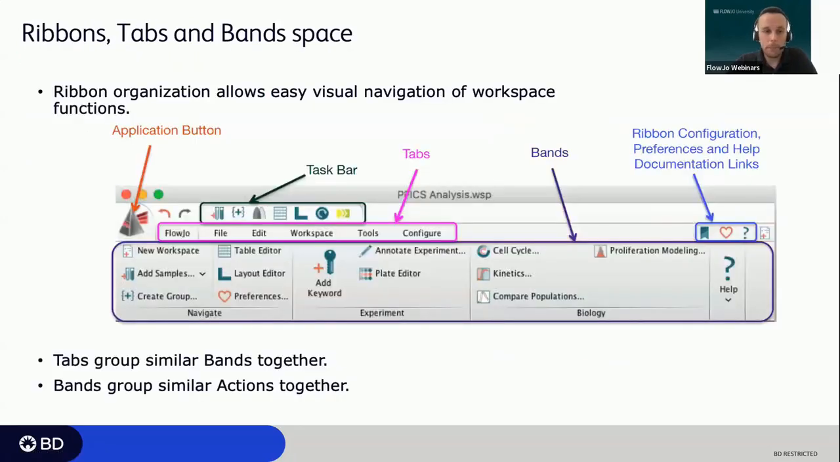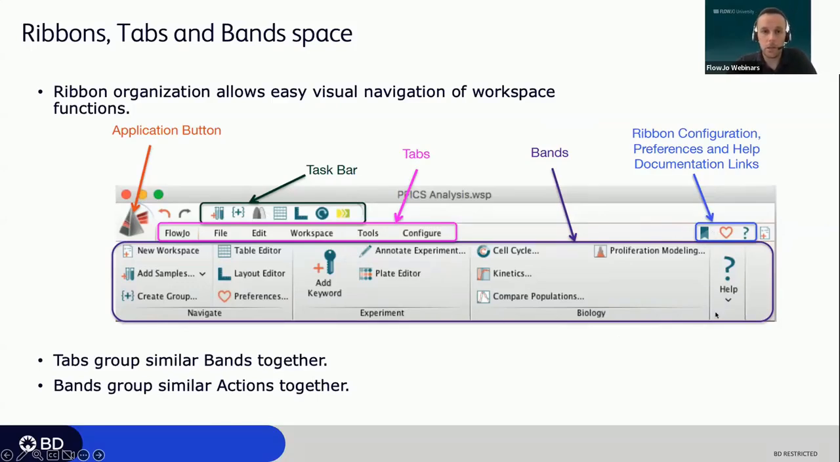So the ribbon, tab, and band. Every time you click on the tab, the band is changing. Band, group, action, they are similar to each other. So we have all the navigate options here, all the experiment options, all the biology options. On top of that, we have the taskbar. The taskbar is the function that we think you're gonna use the most. So add sample, create group, the composition, the different layouts. Your application button, which is your FlowJo logo, is mostly to save your analysis. And on the top right, we have all the preferences or the configuration.